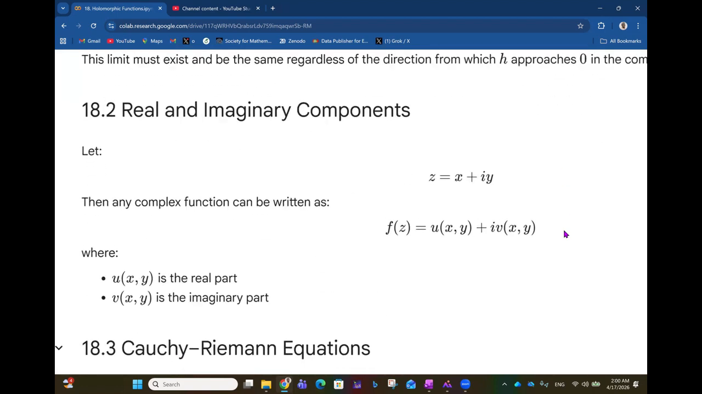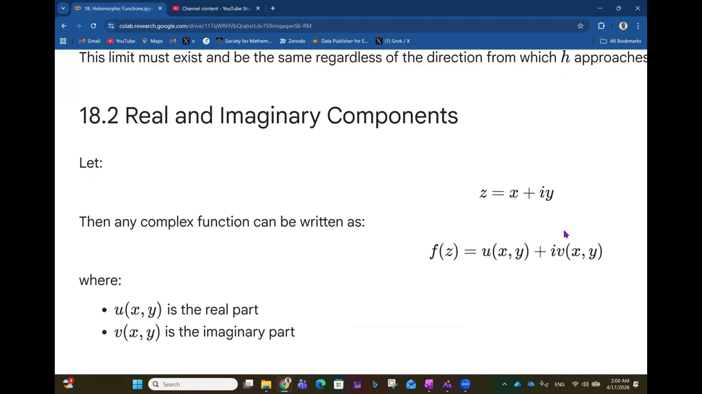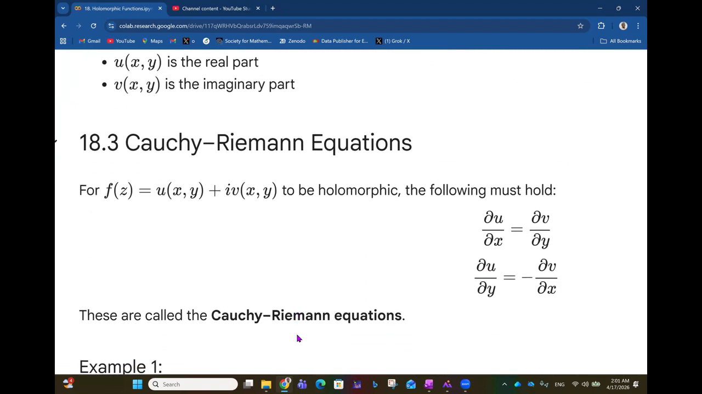Talking about real and imaginary components, let z be equal to x plus iy. Then any complex function can be written as f of z equals u of x comma y plus i v of x comma y, where u of x comma y is the real part and v of x comma y is the imaginary part. To talk about all of these things, we need to look at the complex function f of z so defined.